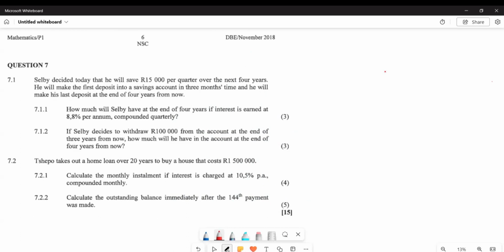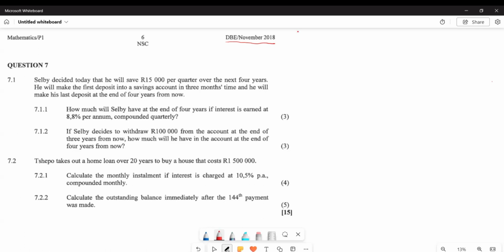Grade 12s, it's Mr. Hlajai again. Look, I'm back with another past paper. We are still looking at our financial mathematics. Now what I want us to do is look at the past paper of November 2018 and see what we can do there.